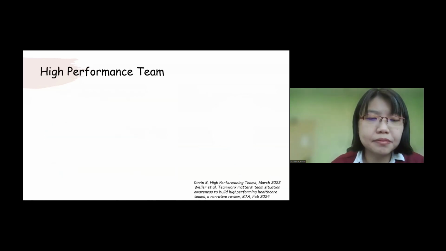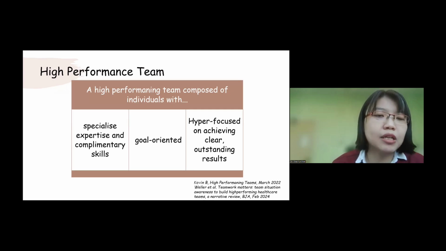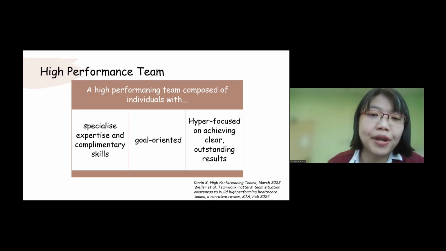And other than that, adrenaline rush and cognitive overload are potential factors that can prevent good situational awareness. Next is having a high performance team. And what is a high performing team? It is composed of individuals with specialized expertise and complementary skills that are goal oriented, hyper focused on achieving clear and outstanding results.